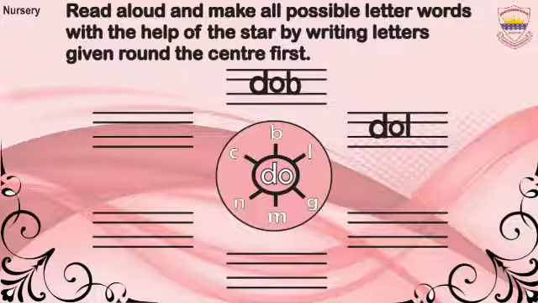Now we merge D, O with letter G. First we will write D, O, then we will write G. D, O, G, dog.